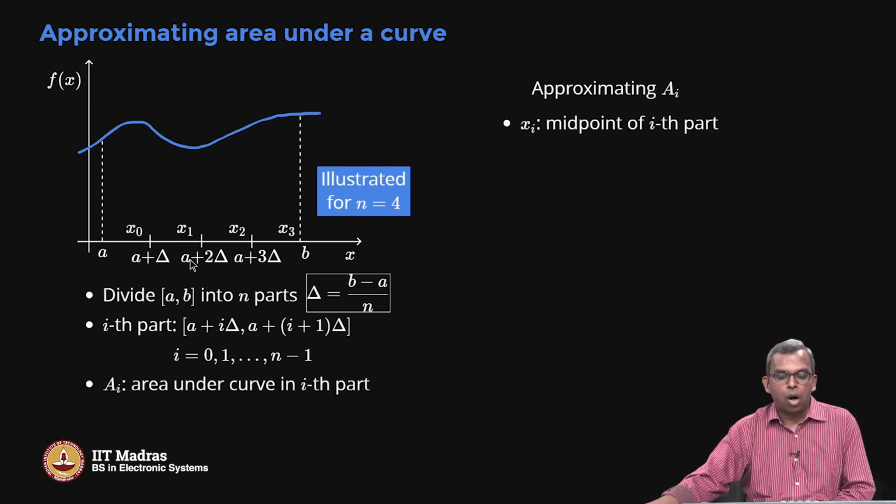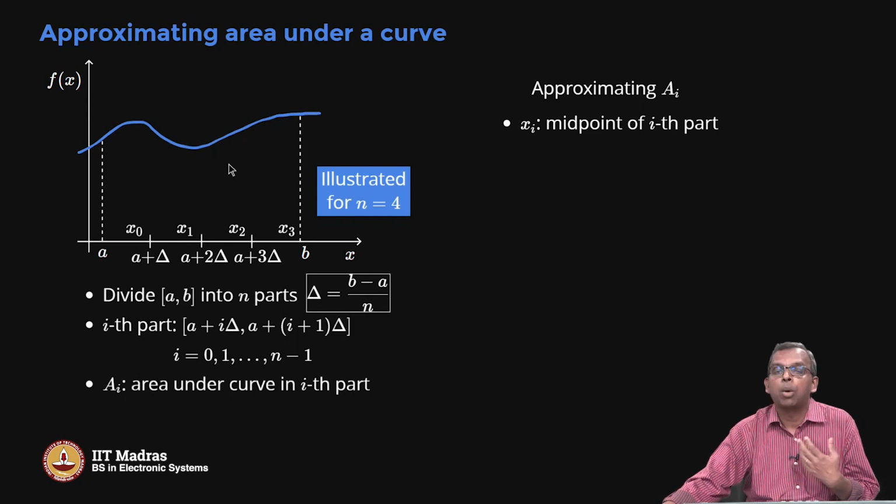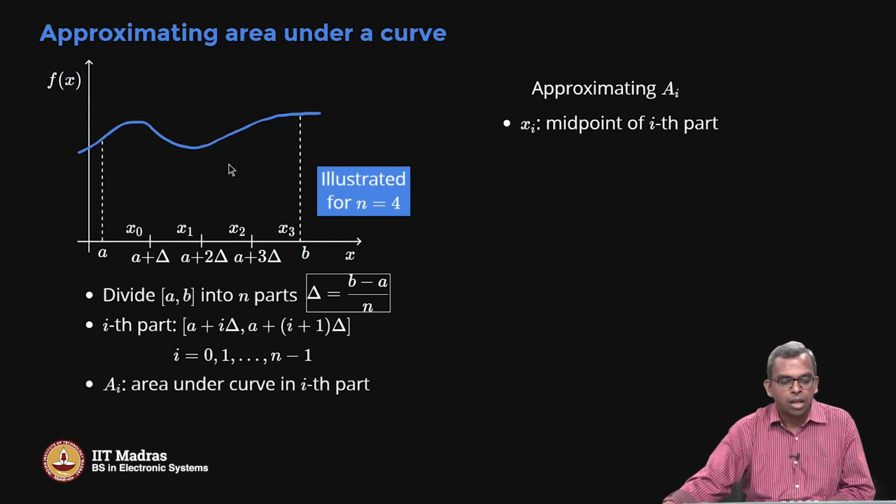Now, how do I approximate A i? This A i itself I may not be able to find exactly, right? There is some variation in the curve. I won't be able to find it exactly, but I will try to approximate it, very similar to what we did in the speed versus time picture. How am I going to approximate it? I will be a little bit more systematic now.